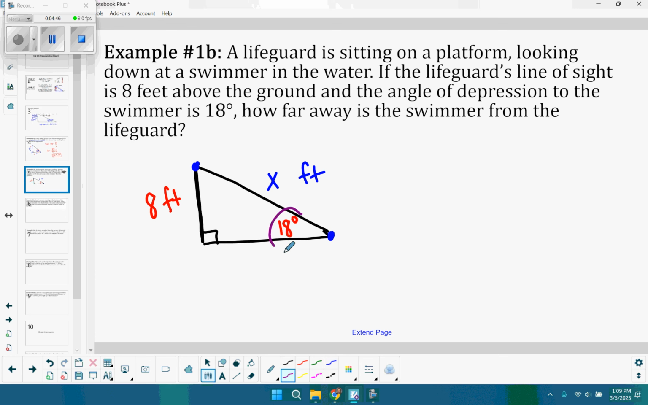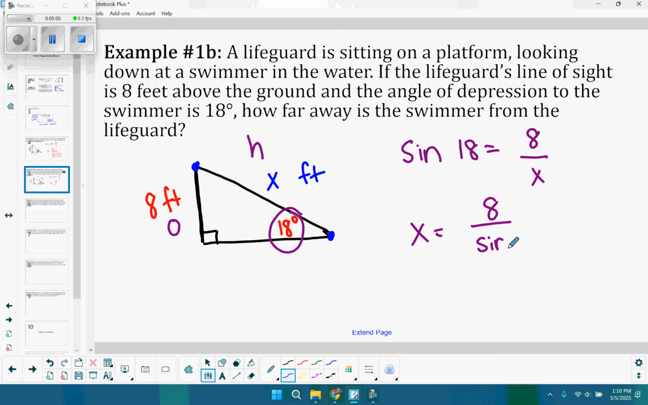Using the 18-degree angle, we have O and we have H. So O and H is sine 18 equals O over H. That's going to be 8 over X. The numbers on top, so we're going to end up using division. 8 divided by the sine of 18, and we get 25.9.